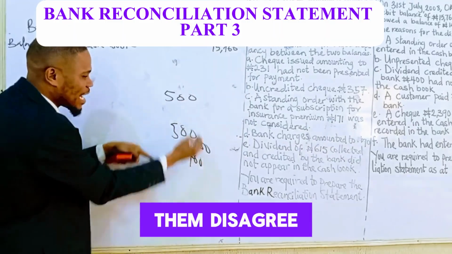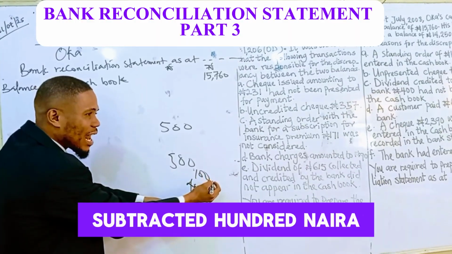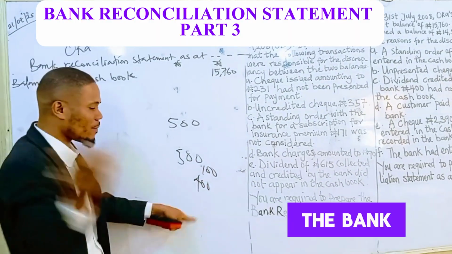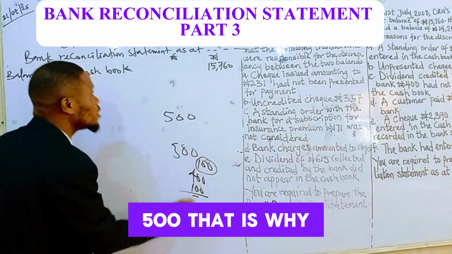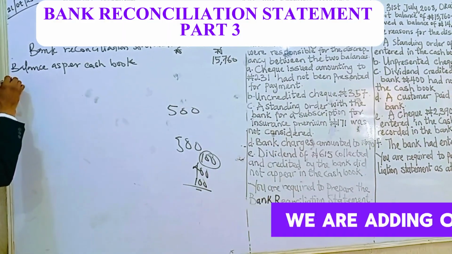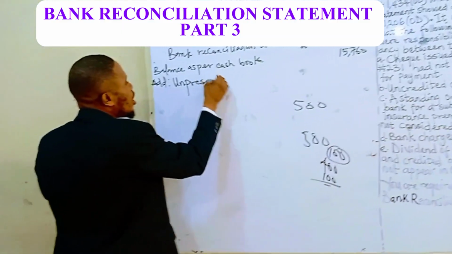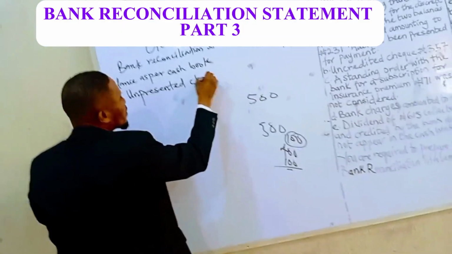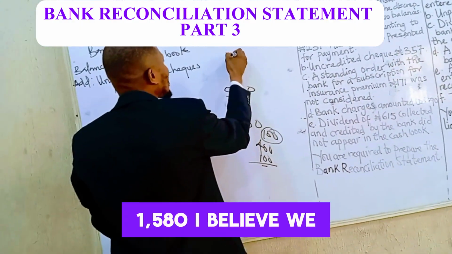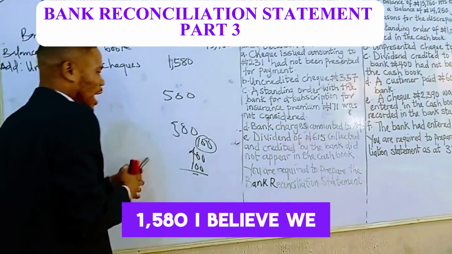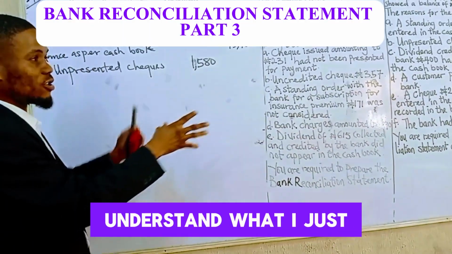So which will make them disagree, this one is 400, this one is 500. What are you going to do to the cash book? Because you have already subtracted 100 naira, to make them agree, since the person has not taken the check to the bank, add this 100 naira back to your cash book, to make it 500. That is why we are adding unpresented checks. How much is it? 1,580 naira. I believe we are able to understand what I just explained.